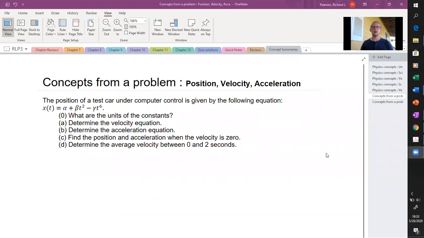Hello, everyone. Today we're going to go through a problem and talk about the concepts associated with that problem as we go through it, specifically about position, velocity, and acceleration. This has to do with one-dimensional motion or one-dimensional kinematics. But again, what we're going to do is do this in the context of a problem. So this is not typically how you would solve a particular problem, right? There's a particular form for that.